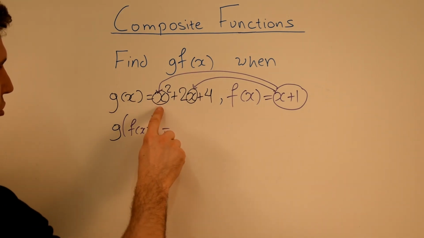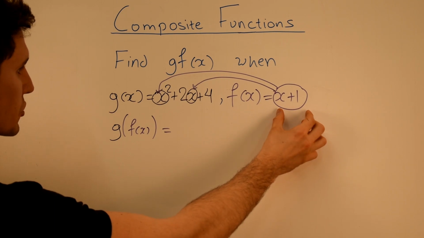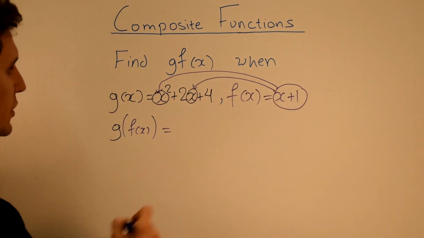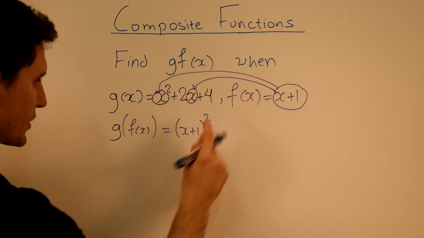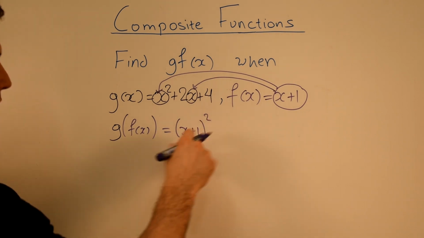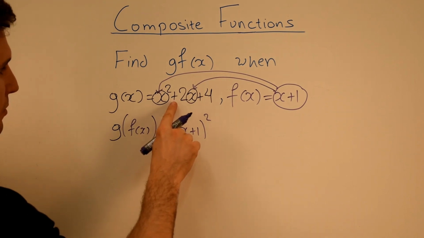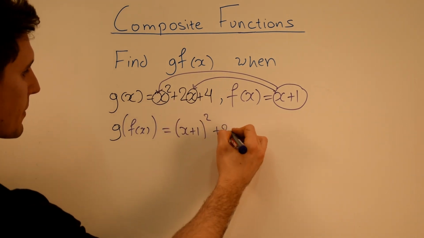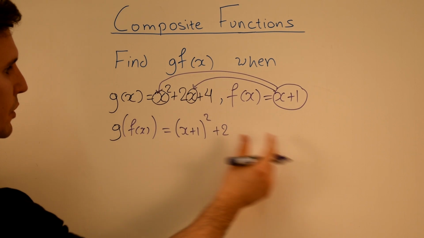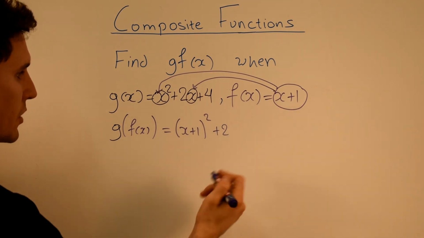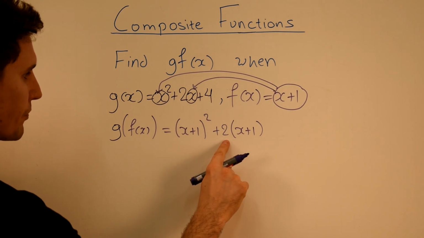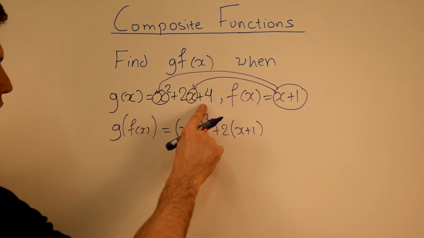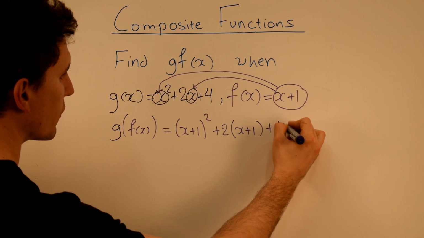So instead of x squared, we will have x plus 1 squared. Now remember, for x plus 1 to be squared, we need to put it in brackets. That is what it means for this entire expression to be squared. And then the next thing we are doing is we are writing plus 2 times, and then we are replacing x with x plus 1. Now once again, we need to put x plus 1 in brackets in order for it to get multiplied by 2. And then finally we have to add 4. So we'll simply write down plus 4.